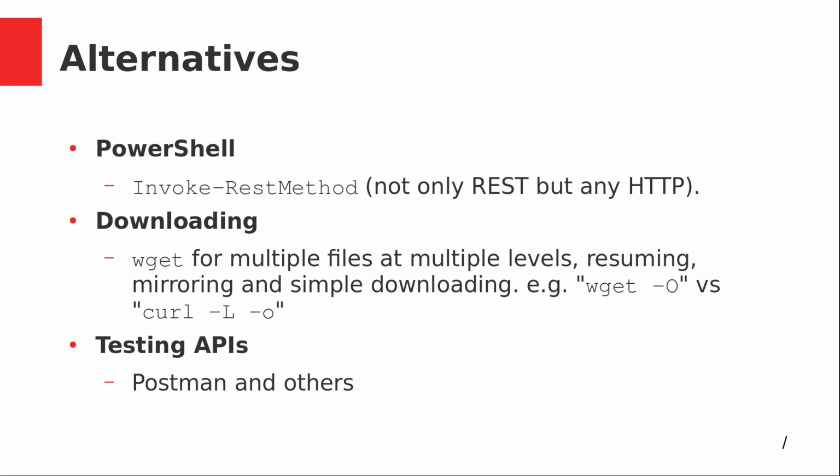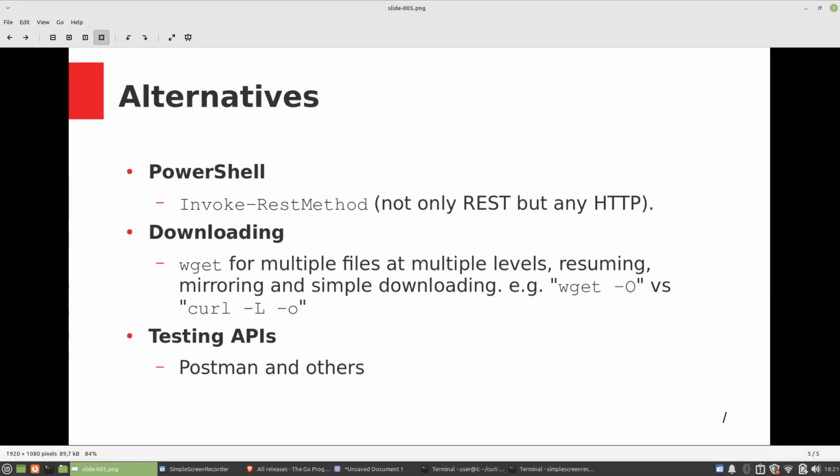Something else I want to show you is, if you're just downloading specifically as a use case, you may want to consider wget instead, and this is useful for multiple files, going down several directory levels. It's also got better capability for, you can resume downloads if they're interrupted, and it can also do mirroring, and you may also find it more useful for doing simple downloading. So I want to give you an example here, because it uses basically fewer switches compared to curl.